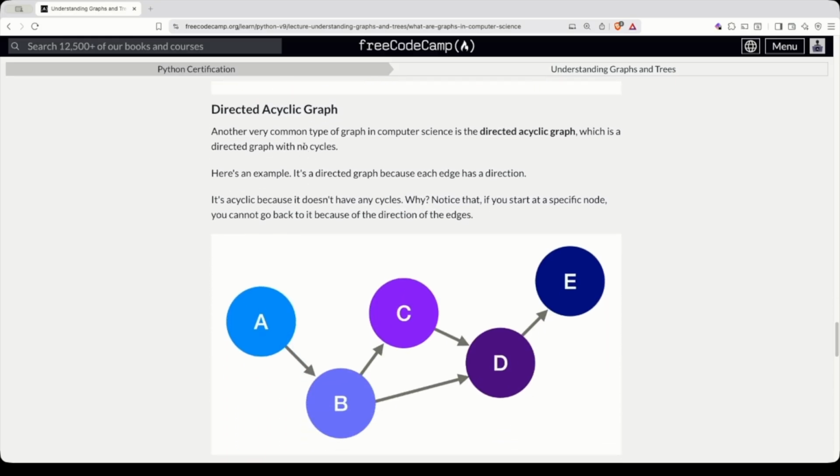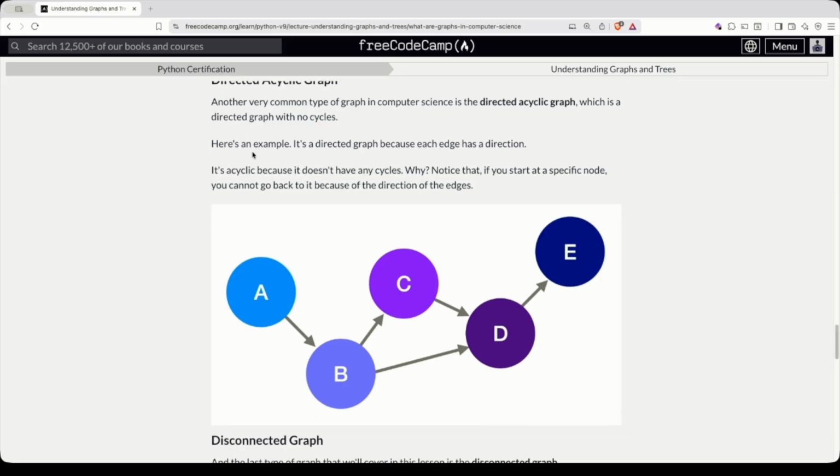Directed acyclic graph. Another very common type of graph in computer science is the directed acyclic graph, which is a directed graph with no cycles. Here's an example. It's a directed graph because each edge has a direction. It's acyclic because it doesn't have any cycles. Why? Notice that if you start at a specific node, you cannot go back to it because of the direction of the edges. So where the cycle was last time, we can go A to B, we can either go to D or C, but it doesn't matter which one, we're going to D eventually into E.